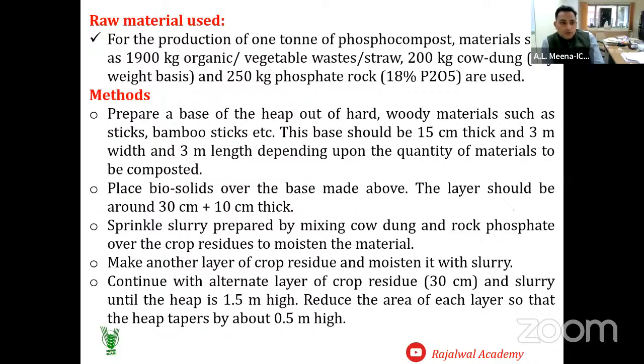Now for preparation of the phosphocompost, prepare a base of the heap out of hard woody material such as sticks or bamboo sticks. The base should be 15 centimeter thick, with 3 meter width and 3 meter length, depending on the quantity of material to be composted. Place the biosolids over the base made above, in a layer 30 to 40 centimeter thick. Prepare a slurry by mixing the cow dung and the rock phosphate, then make another layer of crop residue and moisten it with the slurry, and repeat the layers up to a height of 1.5 meters.